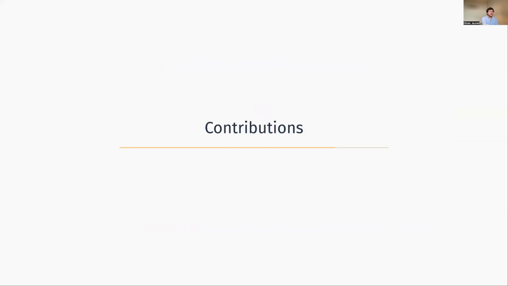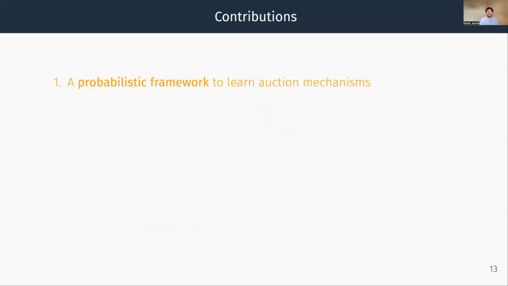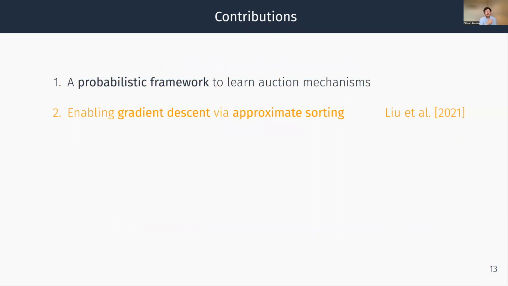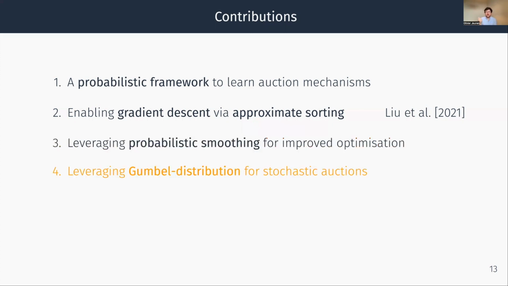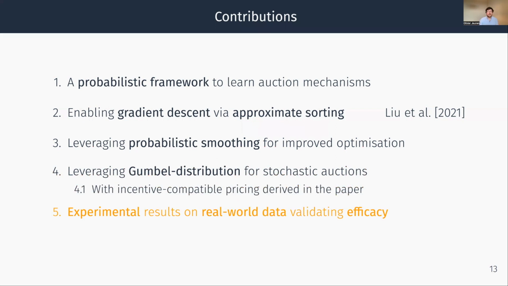Okay, so to conclude, the main contributions of our paper. We have proposed a probabilistic framework to learn auction mechanisms, and we can do this via gradient descent by using sorting approximations, which has already been done in recent work. Beyond recent work, we propose to also leverage probabilistic smoothing for improved optimization, and we can further leverage this Gumbel distributed noise to allow for stochastic auctions, with more detail in the paper. Finally, we show empirically that our method is able to improve over classical approaches on real-world data.